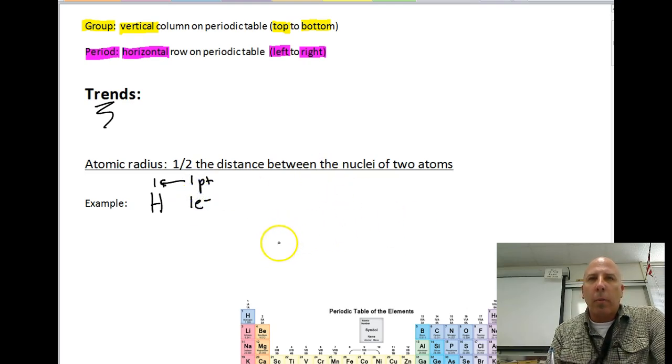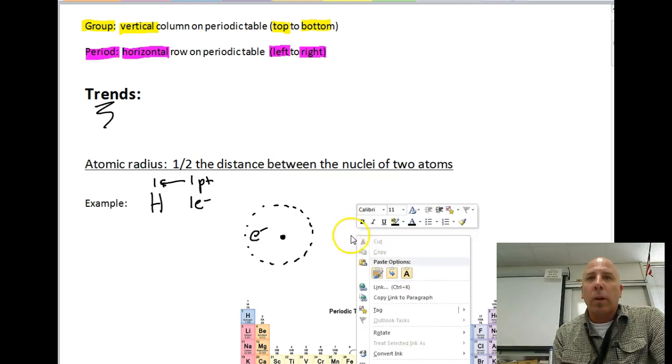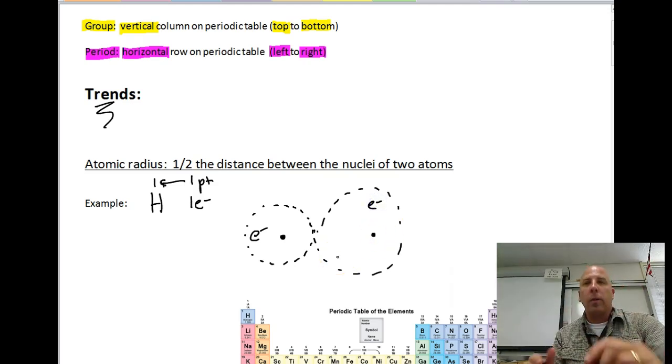If we were to draw a model of it, we'd have our proton in the nucleus, and then here would be our electron cloud, our s orbital, and somewhere in there would be our electron just zipping around in that electron cloud. And if we had another, here's our 1 proton in our second, like that. And what hydrogen will often do is bond together with another hydrogen to form what we call diatomic hydrogen, which is two hydrogen atoms bonded together.